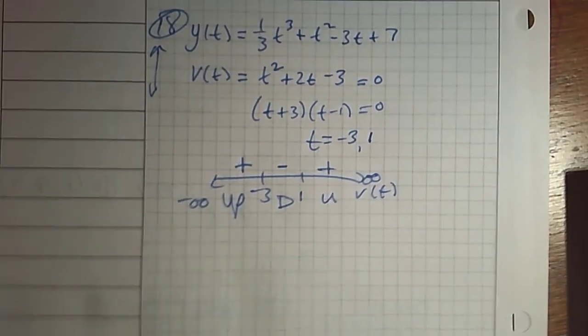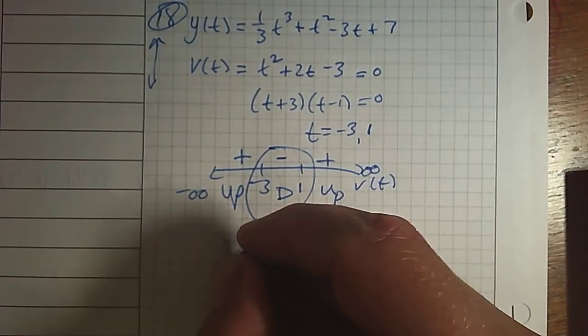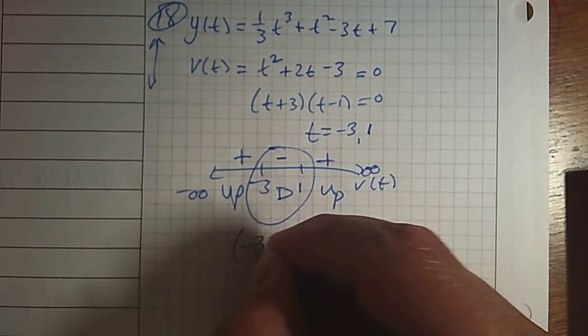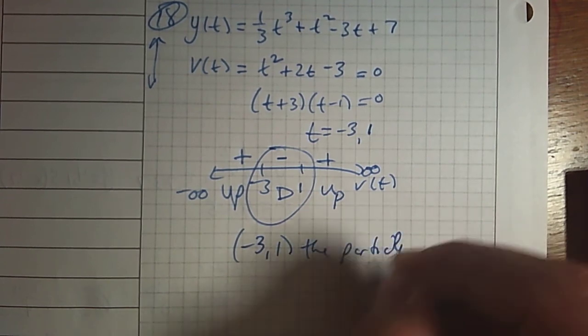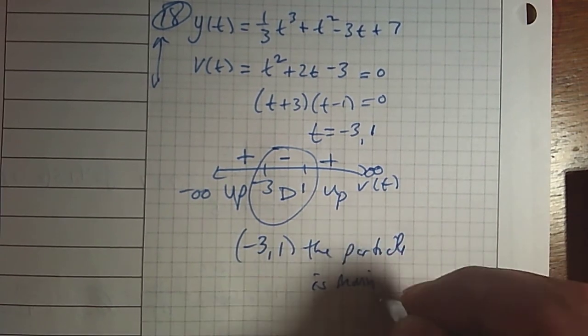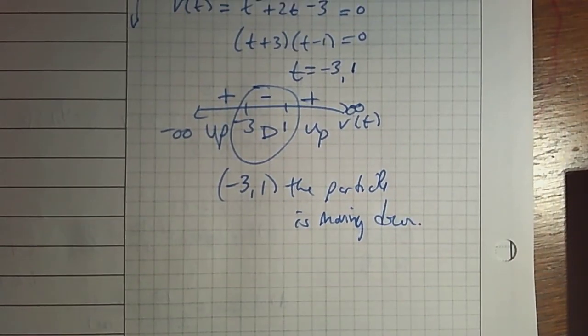So the question is, when is this particle moving down? What interval? So can you see from negative 3 to 1, the particle is moving down. And notice I use parentheses around it because at negative 3 and 1, the particle is technically at rest.